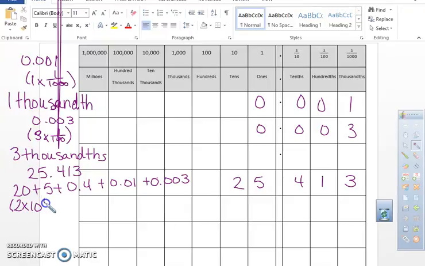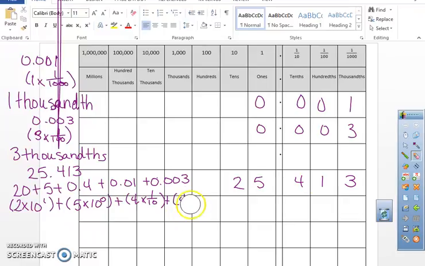So 2 times 10 to the first, which is the same as 2 times 10, plus 5 times 10 to the 0, because that just means we have 0 tens, plus 4 times 1/10, plus 1 times 1/100th, plus 3 times 1/1,000th. So that's our other way to write that in expanded form.